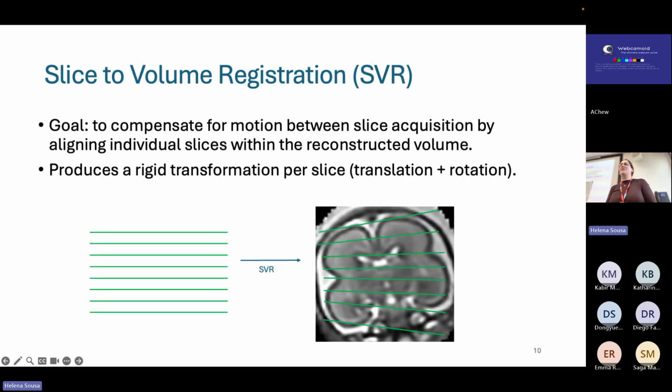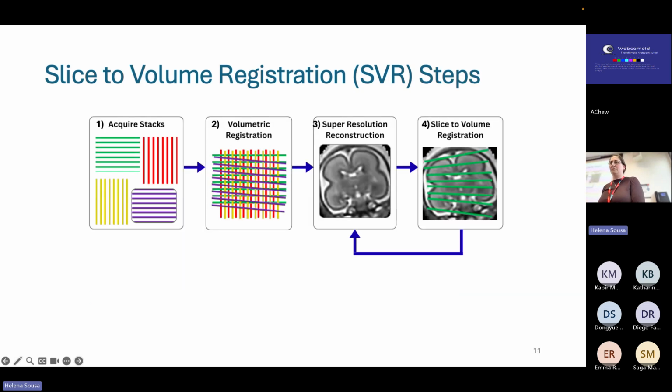So we start with slice to volume registration, and the goal of this is to compensate for the motion that happens between slice acquisition by aligning individual slices within the reconstructed volume. And this produces a rigid transformation for each slice, which is basically translation and rotation. So you can see the stack is going to be acquired in order, but actually once we work out where it goes in the final volume, they'll be slightly adjusted in terms of their position.